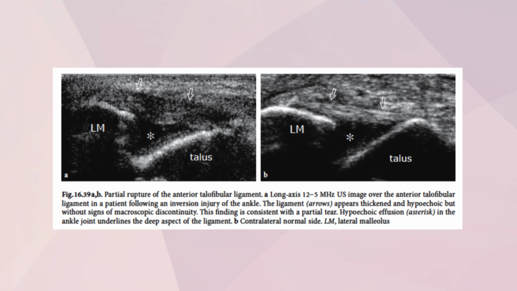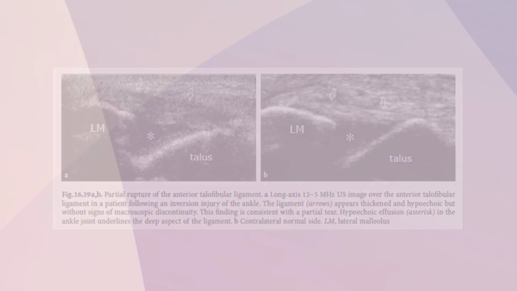On this slide, a partial tear of the anterior talofibular ligament can be seen in the left image. The ligament appears to be thickened and hypoechoic, dark, but without total discontinuity. Compare this with the right, normal side, where a beautiful, healthy ligament can be seen. Seeing the exact state of the ligament during diagnostic MSU helps in the clinical decision-making about what exactly to do with this patient.